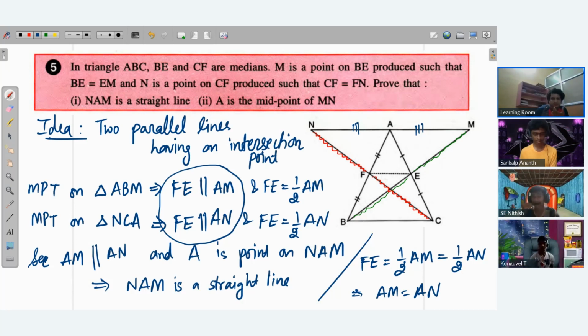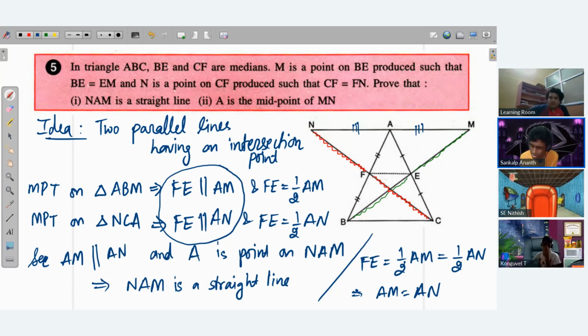I have three lines. FE extended, of course. So line 1 is parallel to line 2, AM, which is an extended line. Line 1 parallel to line 3, AN, which is an extended line. So line 2 and line 3 will be parallel or not? Yes, they will be parallel. When they are parallel, then any segment of them also is parallel.